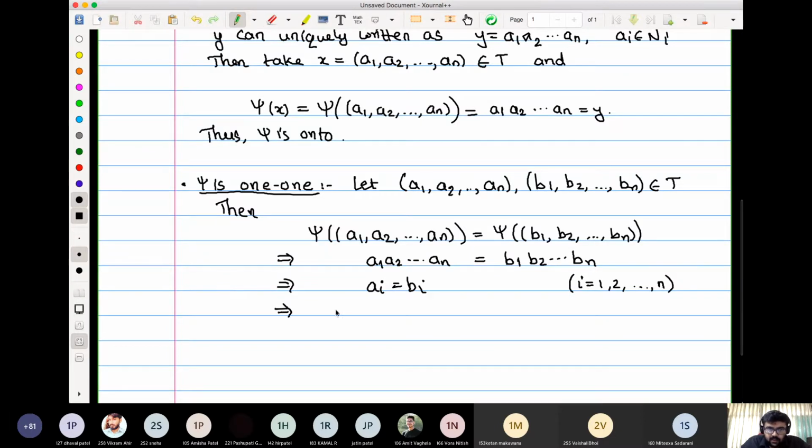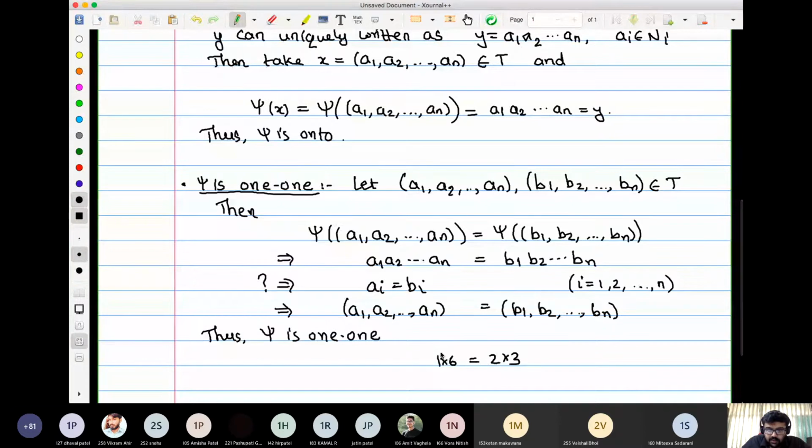If this is done, then a1 comma a2 up to an is equal to b1 comma b2 up to bn. So we can write this because a1 equals b1, then we are done. And this implies that psi is 1-1. Our earlier question was: if 1 into 6 equals 2 into 3, how can we say that 1 equals 2 and the product is equal? So why AI equals BI?